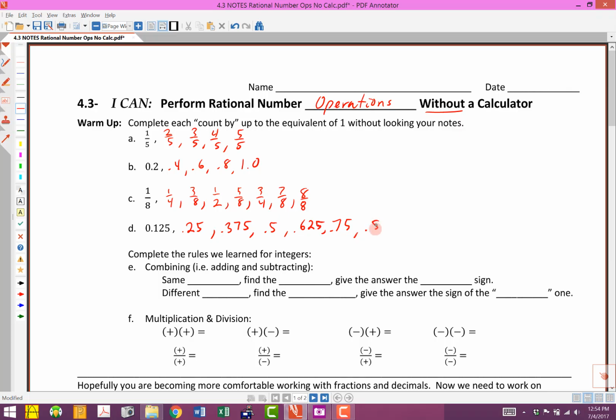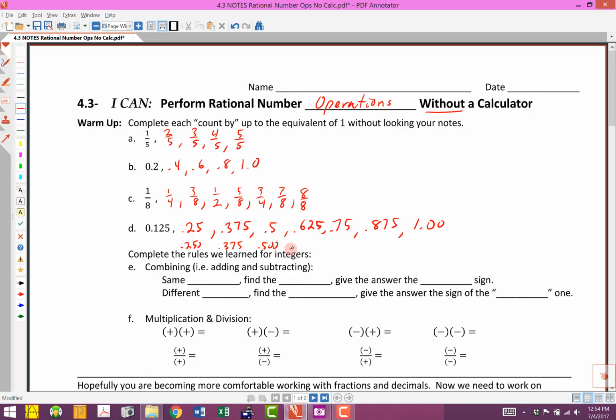0.75, 0.875, and then of course 1.0. A couple things that might be helpful is to think of this as counting by 125. So this would be 0.250. Another 125 would be 0.375. Let me write that the right way. Another 125 would be 0.500.